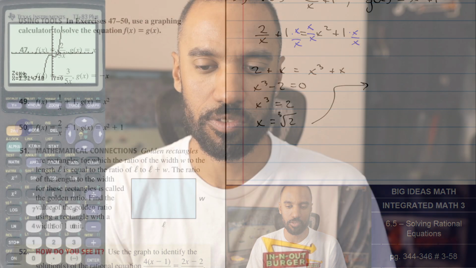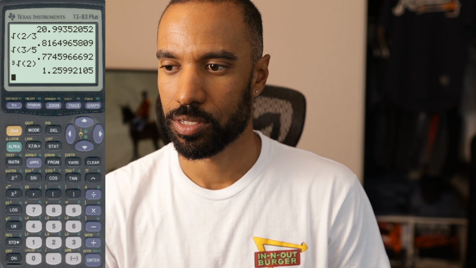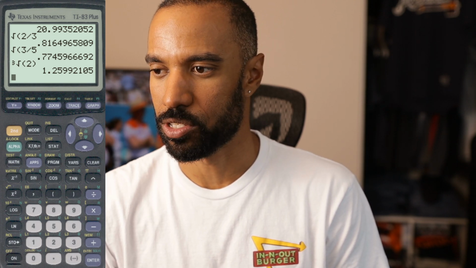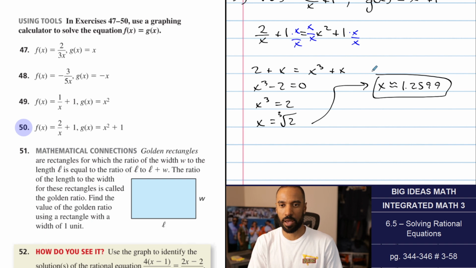So let's take the cube root of 2, and we will get, oops, cube root 2, 1.2599, almost 1.26. But I've been rounding to 4 decimal places, so I'm going to continue doing that here. No plus or minus, just one answer there.